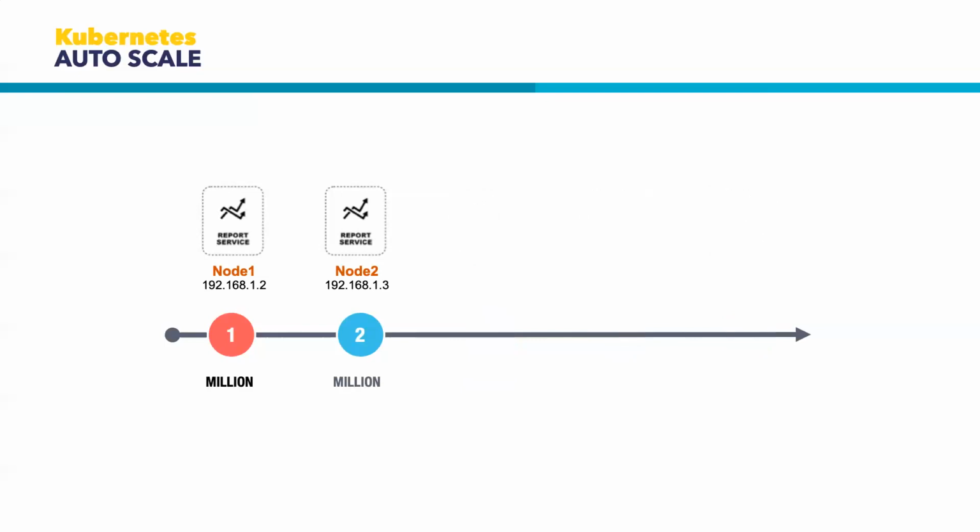But the problem is, I still want to define that 1 million is a single node. What if it goes to 2 million? The Kubernetes cluster will actually create node number 2 on the same machine, but they will be running on different port numbers. You got the idea? One single server, you have a report service running on one single server, but running on different ports.